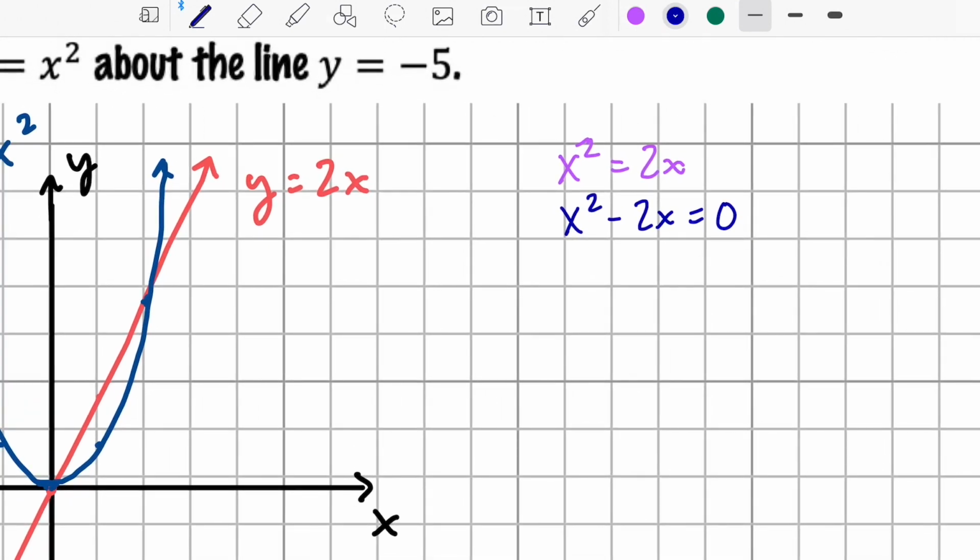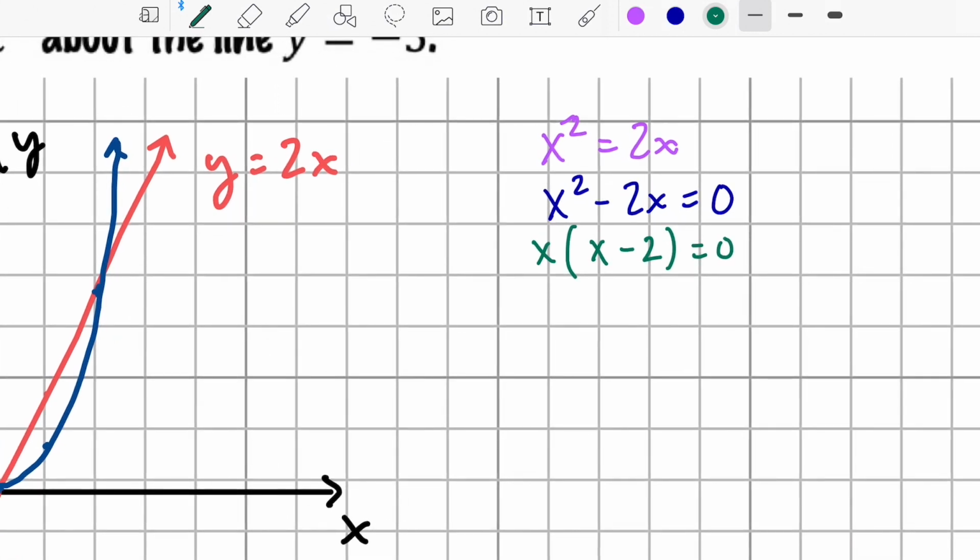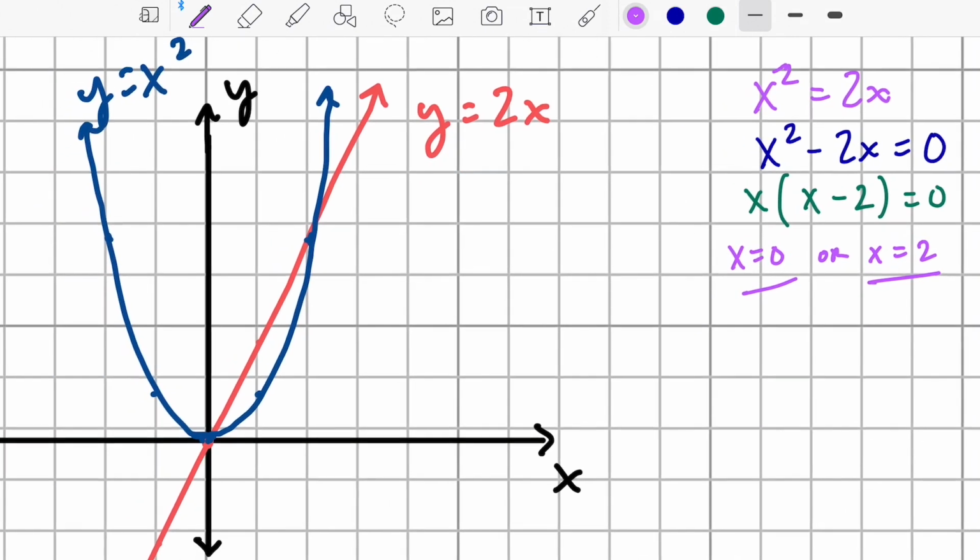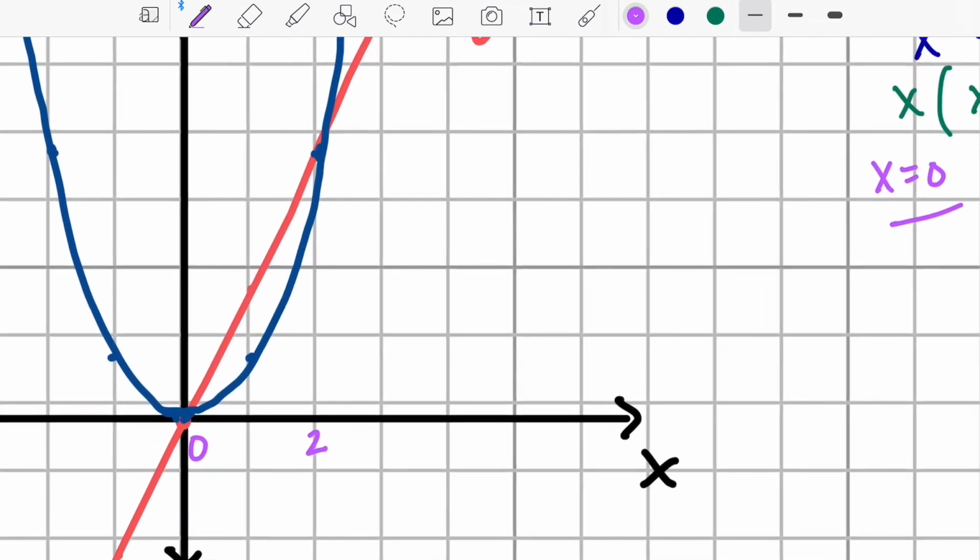It's a quadratic, so I'm going to factor the common factor. Common factor is x, so x, and inside we're left with x minus 2 equals 0. So now we have two answers, either x equals 0 or x equals 2. Those are my points of intersection, just like I said. So at 0 and 2.